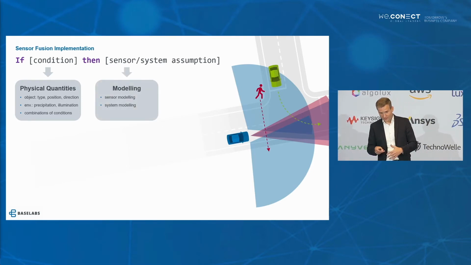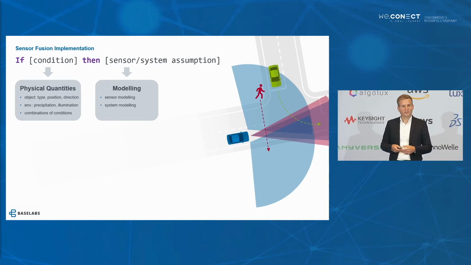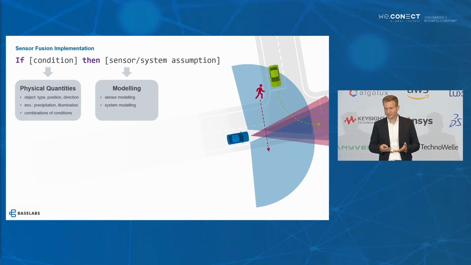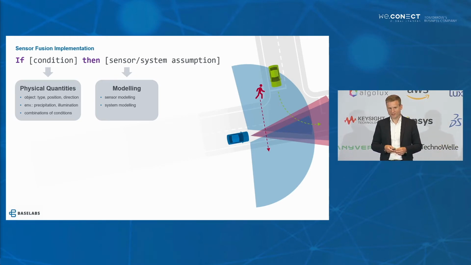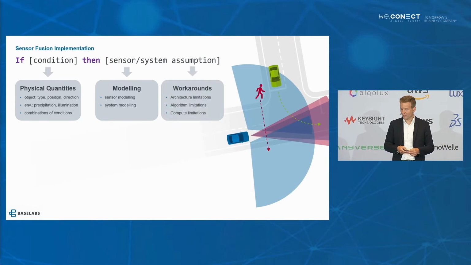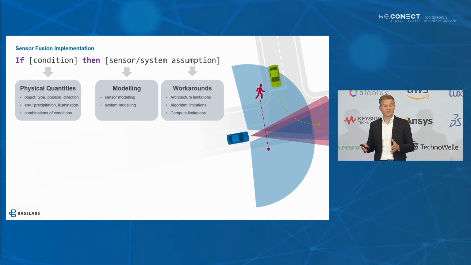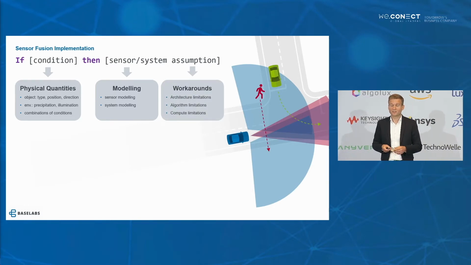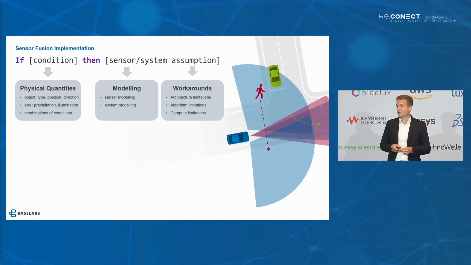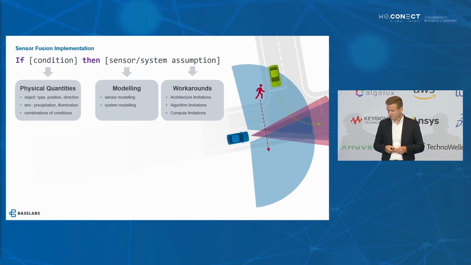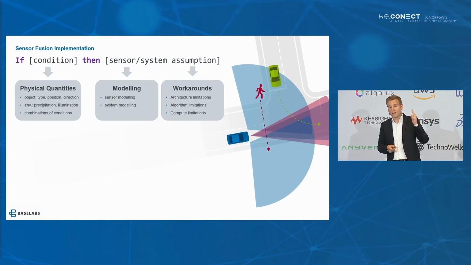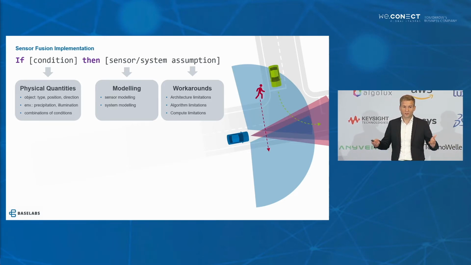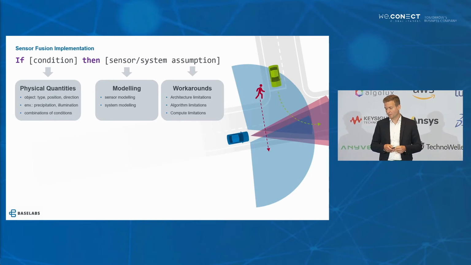What is then done, or the action then that is performed, if the conditions are met, then there is some modeling taking place. Typically, we have sensor modeling or system modeling that is done by the developer. And finally, we also see lots of workarounds that are still needed for many of the algorithms that we are currently using. Those workarounds, they come from architectural limitations, algorithm limitations, but also, of course, from compute limitations.